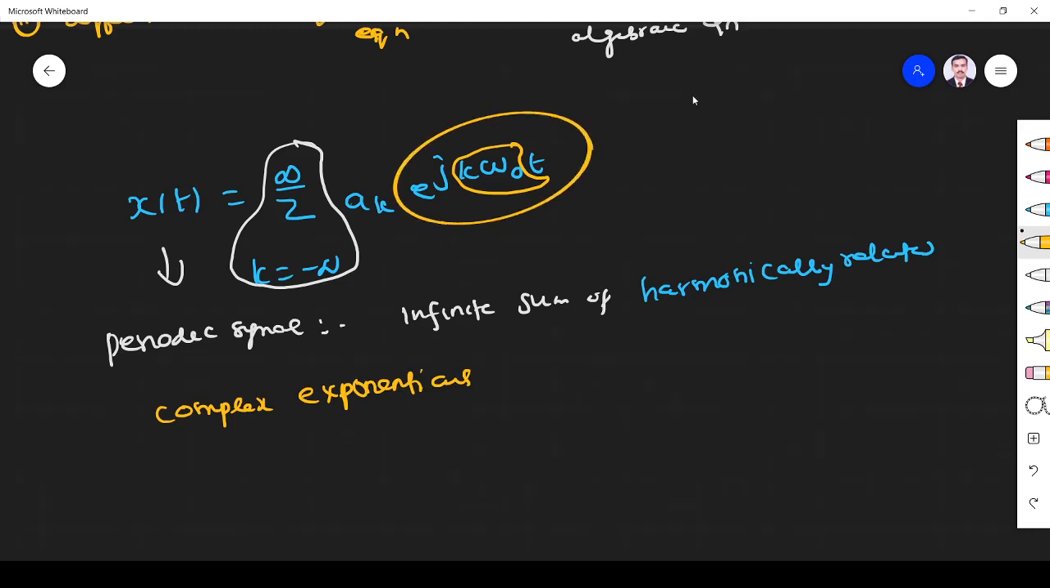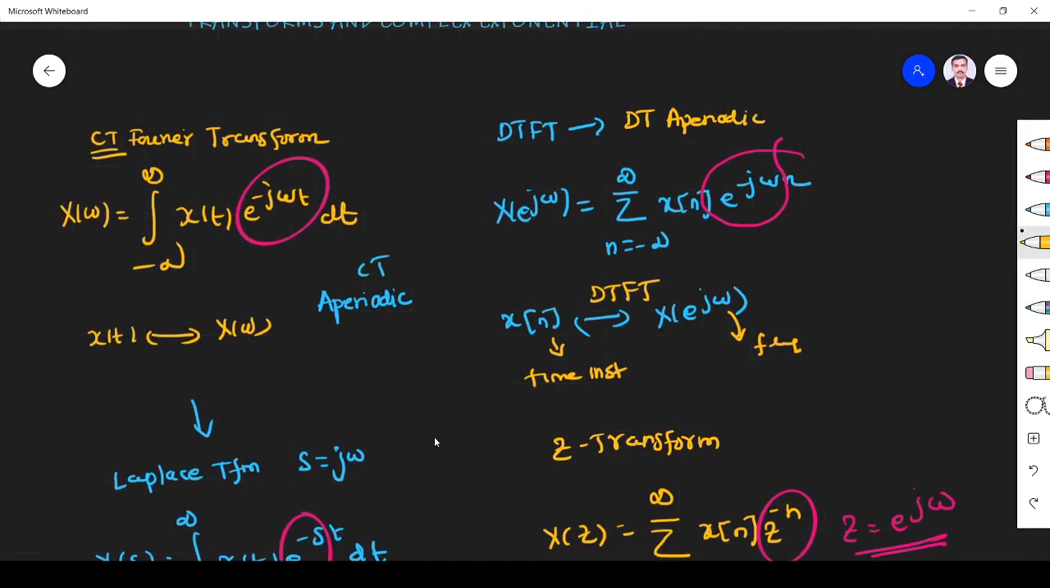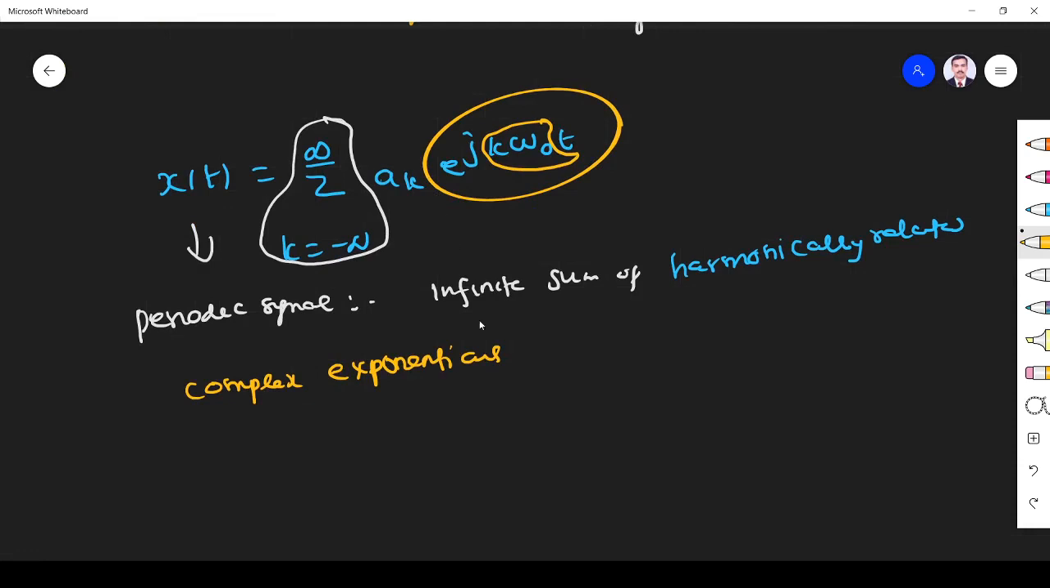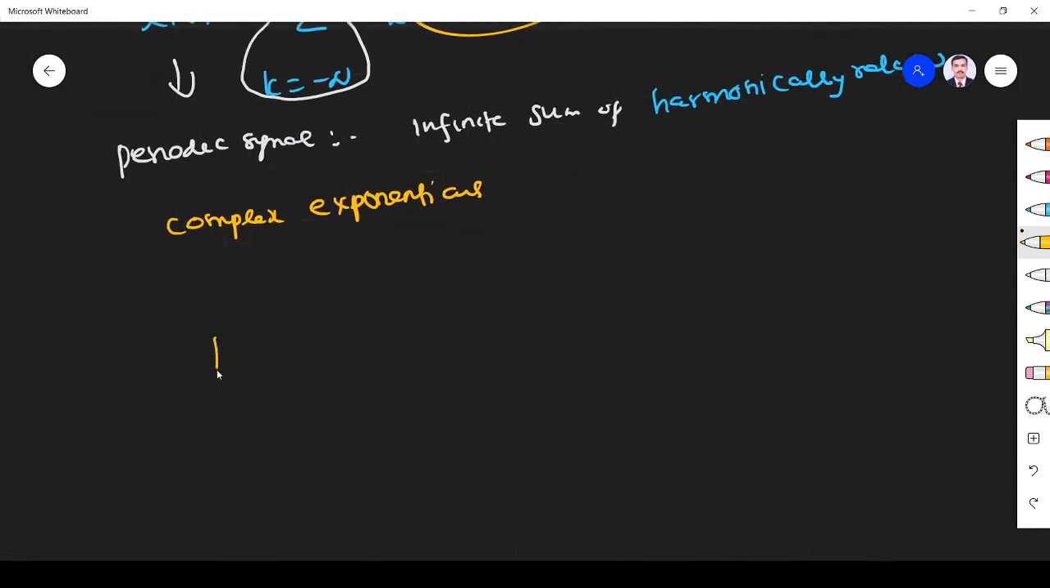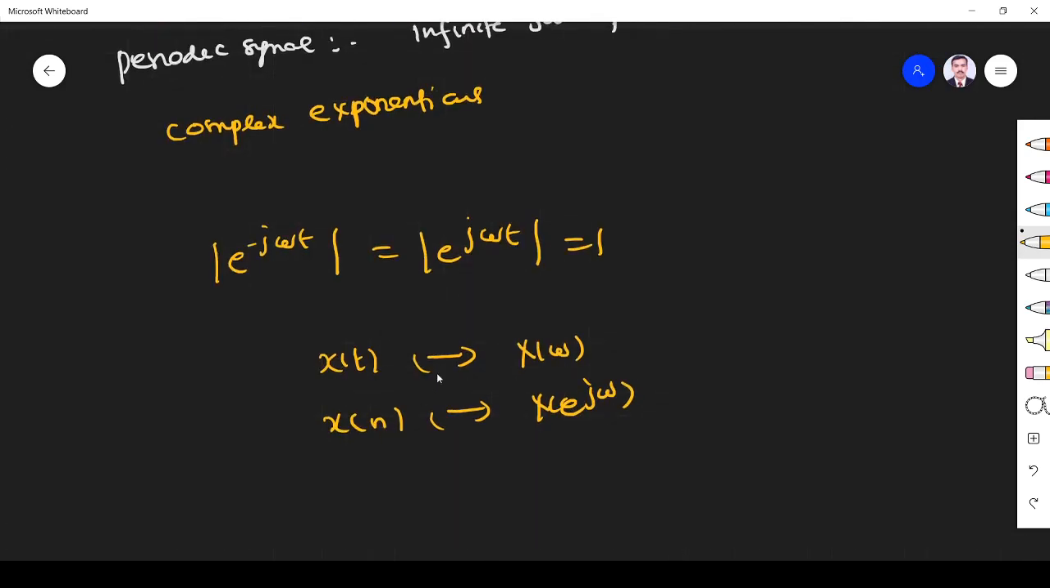So why is this? You see all the transforms are having e power j. So what is the reason? The magnitude of the complex exponential is 1: mod e power minus j omega t is equal to mod e power j omega t, which is equal to 1. So whenever you transform a signal from one domain to another, for example x of t to x of omega or x of n to x of e power j omega, using any transform, what should be the main condition? You should get back your original signal if you take the inverse transform.